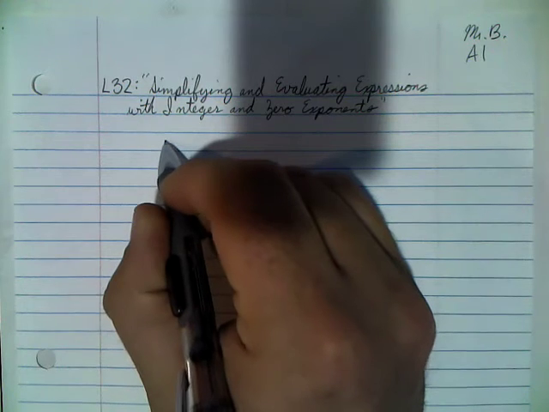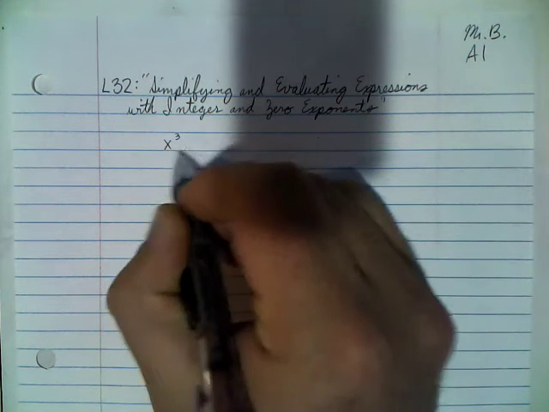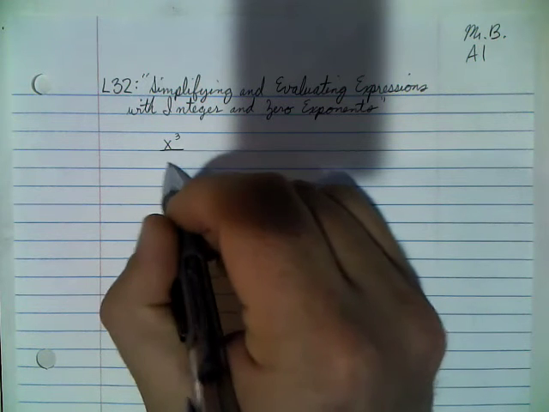This video is for my Algebra 1 class, and it is over Lesson 32, Simplifying and Evaluating Expressions with Integer and Zero Exponents. So ladies and gentlemen, let's dive in here. So first up, we're going to use the quotient property of exponents to help us discover a couple things.